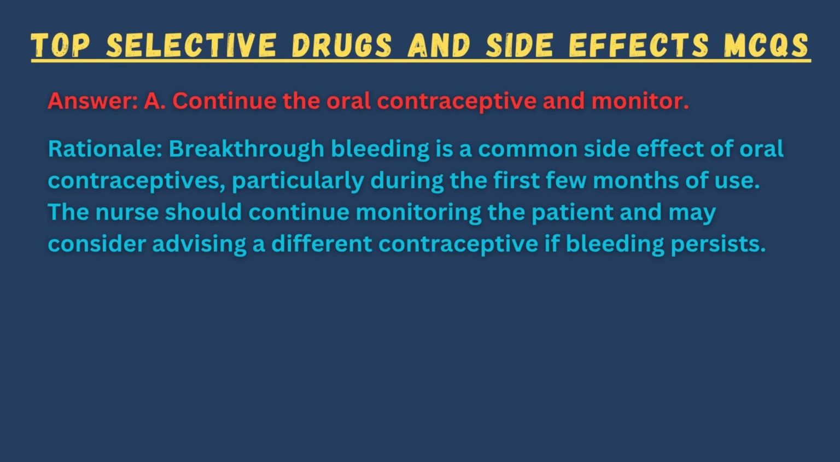Answer: A. Continue the oral contraceptive and monitor. Rationale: Breakthrough bleeding is a common side effect of oral contraceptives, particularly during the first few months of use. The nurse should continue monitoring the patient and may consider advising a different contraceptive if bleeding persists.